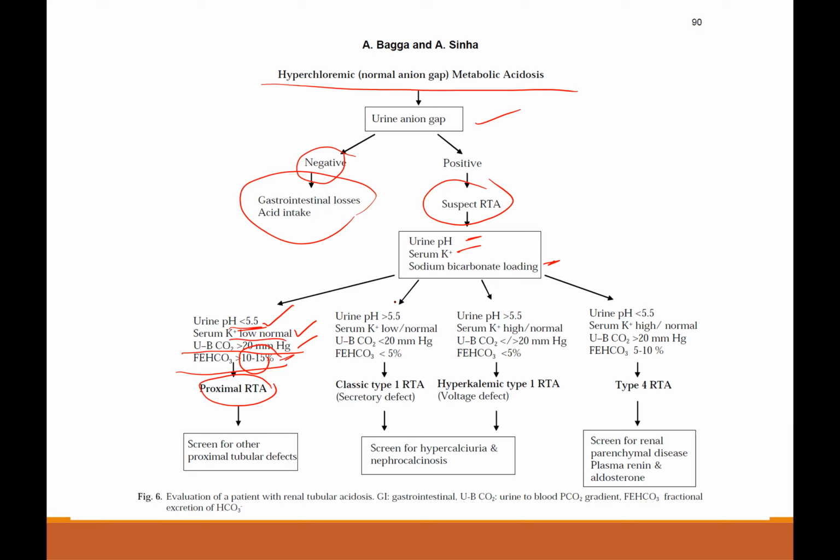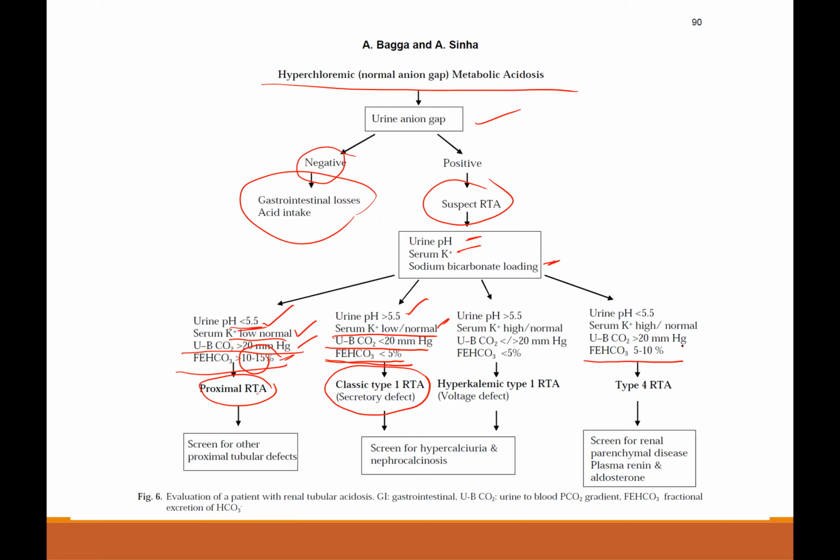The second one, the pH is more, potassium is still normal, bicarbonate, the urine and blood carbon dioxide is less than 5, fractional excretion is less than 5. You are dealing with type 1 RTA, because it is hypochloremia, and the fractional excretion of bicarbonate is less than 5. If it is more than 15, it is here. In this case, here also it is, look here.